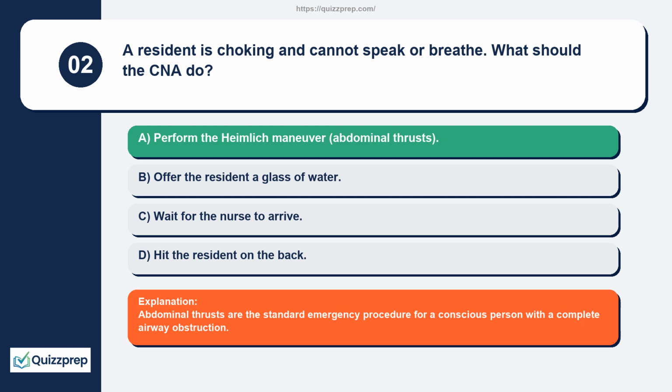Abdominal thrusts are the standard emergency procedure for a conscious person with a complete airway obstruction.